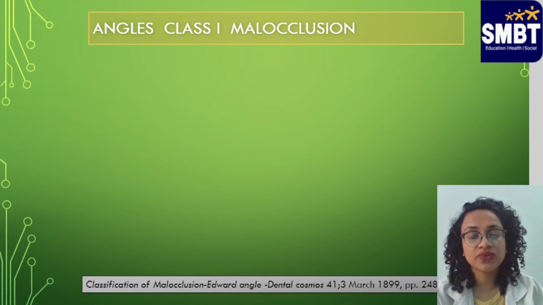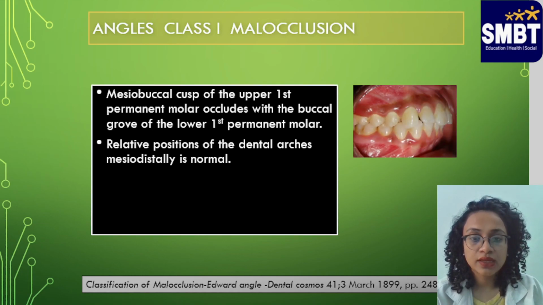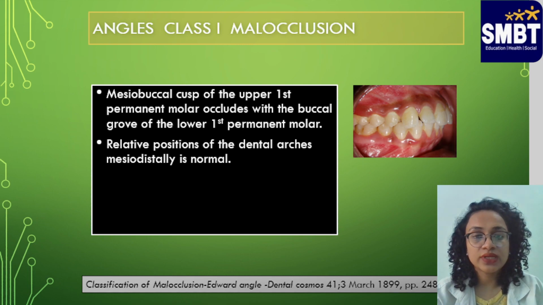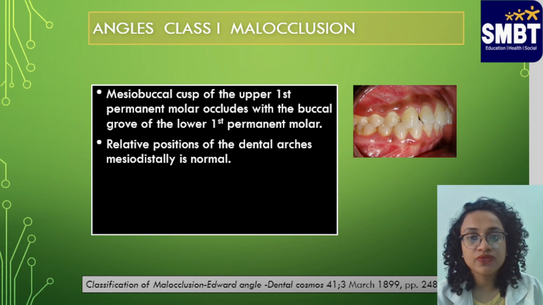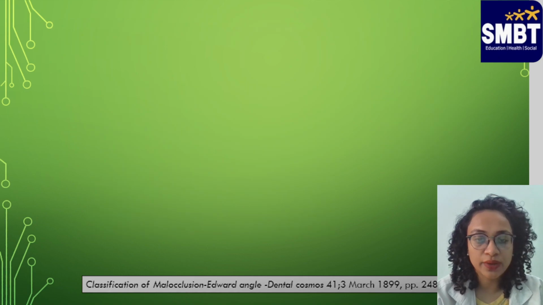Now there are three classes in Angle's classification of malocclusion. So they are class 1, class 2 and class 3. Let us study them. So class 1 is when the mesiobuccal cusp of the upper first permanent molar occludes with the buccal groove of the lower first permanent molar. Now we can see in this diagram that the mesiobuccal cusp of the maxillary first permanent molar is perfectly fitting into the buccal groove. And here the relative position of the maxillary and mandibular dental arches mesiodistally is normal.